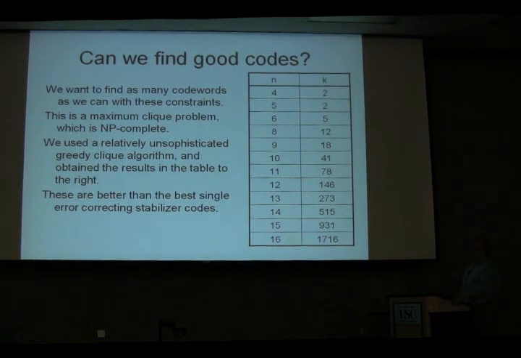This is exactly the same problem you solve for codeword stabilized codes, as we heard earlier this week. And we used a very unsophisticated greedy clique algorithm. You start throwing things in until you're all done, and then you try again from a different start, with different randomization, and you keep doing it and see how well you can do. And we get these results. So for n equals, say, 10, we got 41 code words. You can check that this is better than the best single-error-correcting stabilizer codes; I don't know what 10 gets, but it's less than 41.